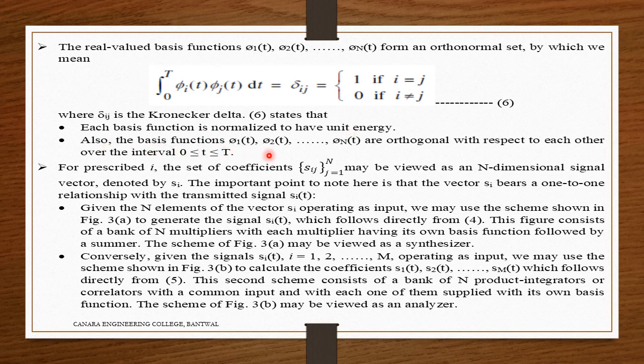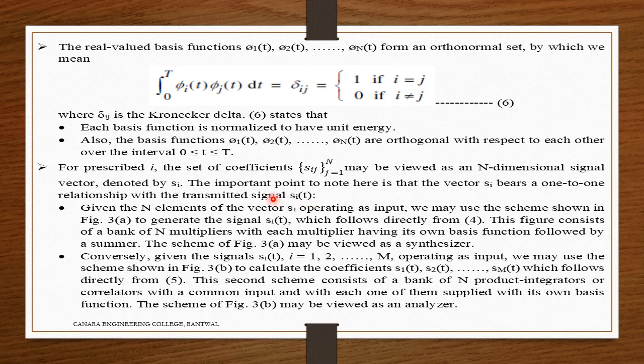Also, the basis functions phi 1 of t, phi 2 of t, so on up to phi N of t are orthogonal with respect to each other over the interval 0 less than or equal to t less than or equal to capital T. Now, for the prescribed i, the set of coefficients sij, ranging from j equals 1 to N, may be viewed as an N-dimensional signal vector denoted by si. The important point to note here is that the vector si bears a one-to-one relationship with the transmitted signal si of t.